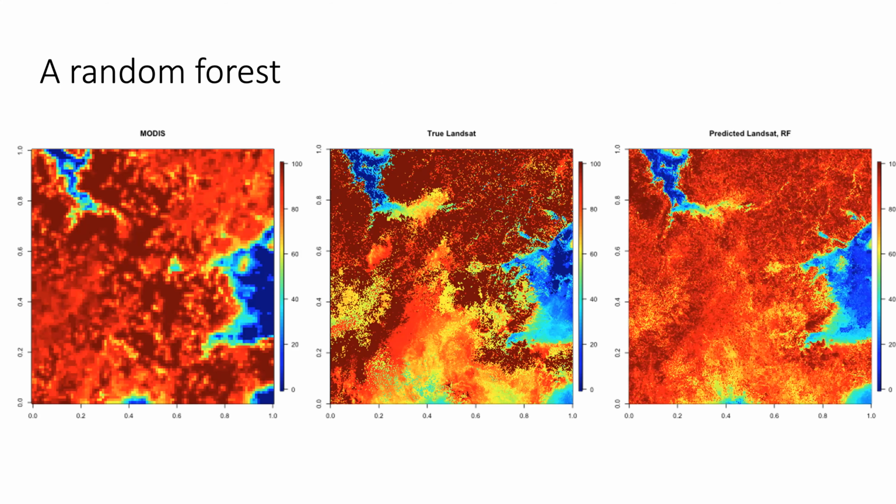Finally, we have a random forest. Again, as with the last two slides, on the left, we have MODIS data at 500 meter scale, and in the center, Landsat data at 30 meters. On the right side, we have the prediction from the random forest. You can see that the random forest does the best job at disaggregating or downscaling the MODIS data.